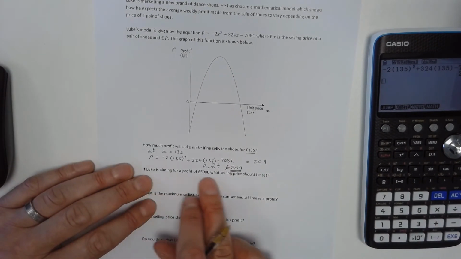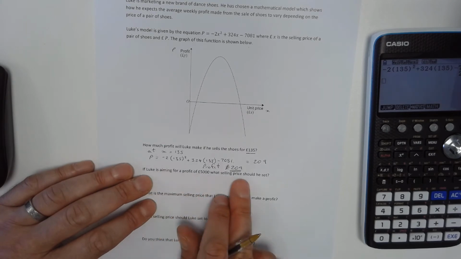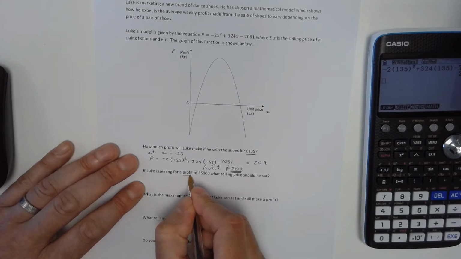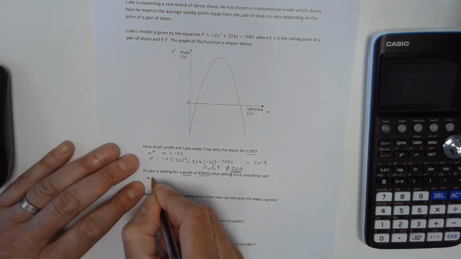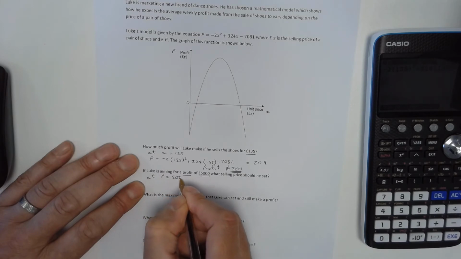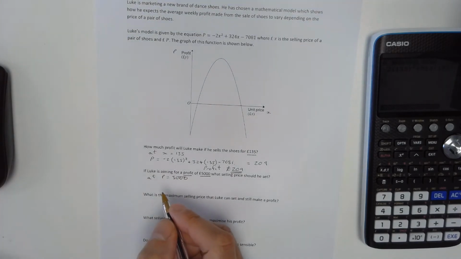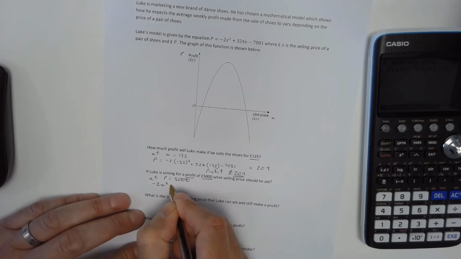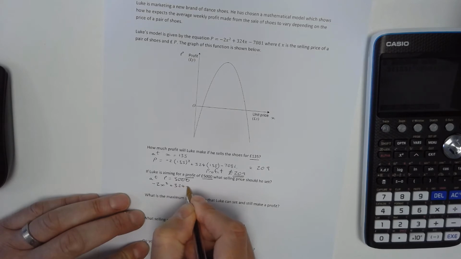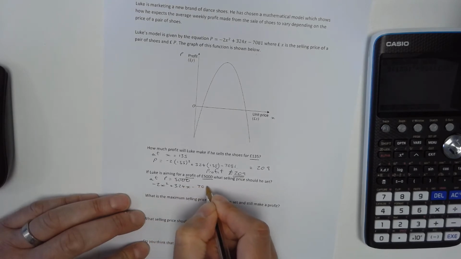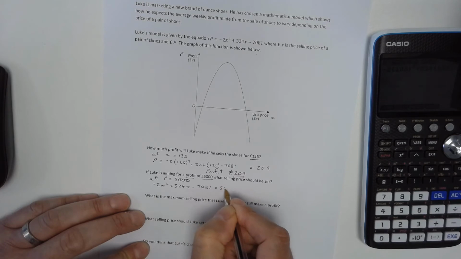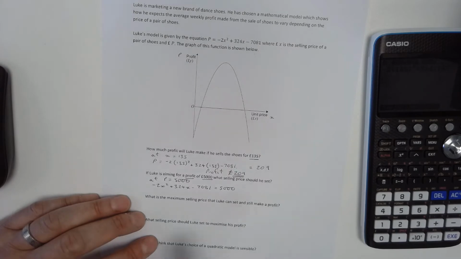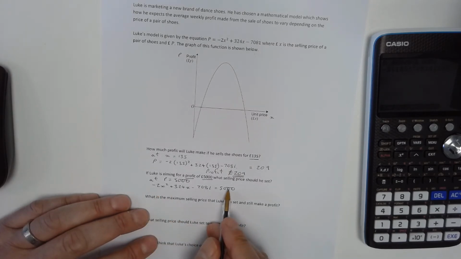Okay, Luke is aiming for profit of £5,000. What selling price should he set? So this time, the profit is 5,000. So P equals 5,000, not X. So at P equals 5,000, I have minus 2x squared plus 324x minus 7081 equals 5,000. Always write that down before you do any simplification or balancing, because you'll be picking up marks for that in an exam.